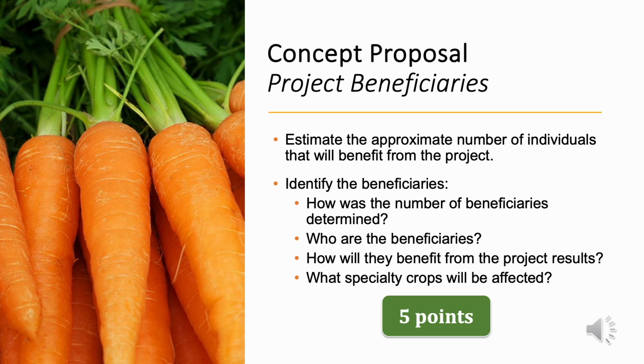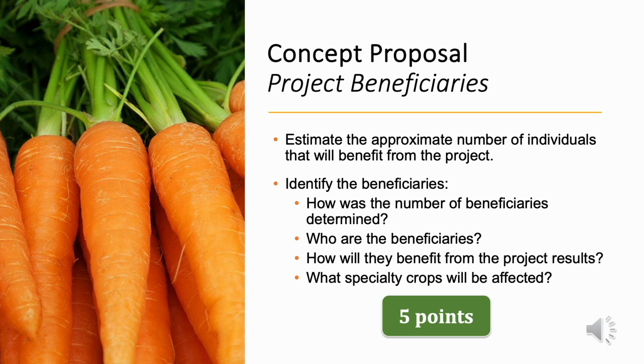The next question asks you to identify and describe the project beneficiaries. In the first box, estimate the approximate number of project beneficiaries. This number should be realistic, trackable, and reportable. In the second text box, describe how the number of beneficiaries was determined, who the beneficiaries are, and how they will benefit from the results of the project.